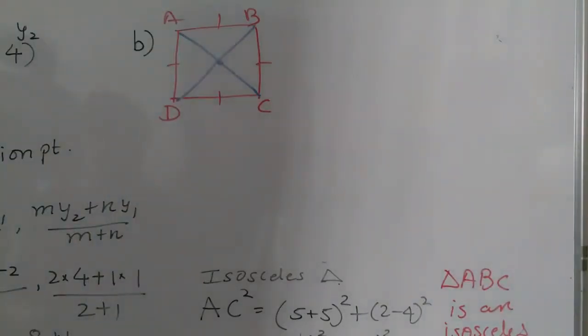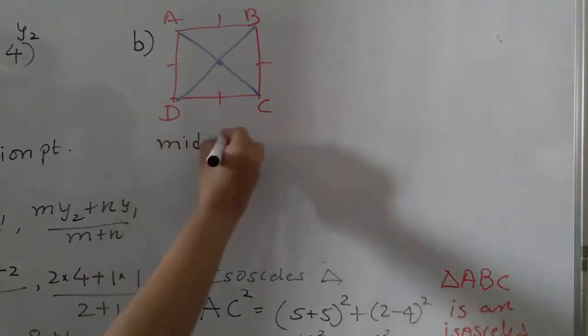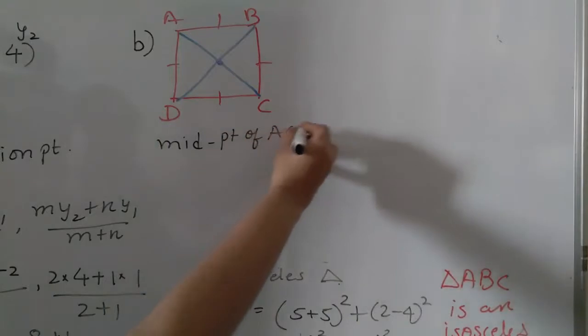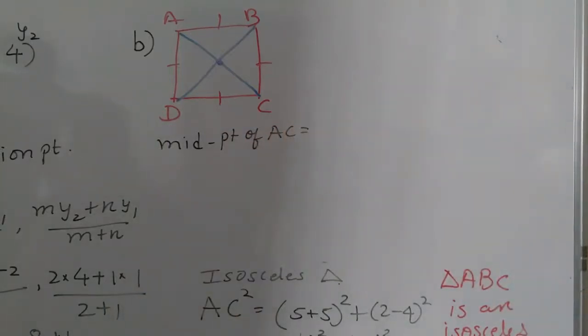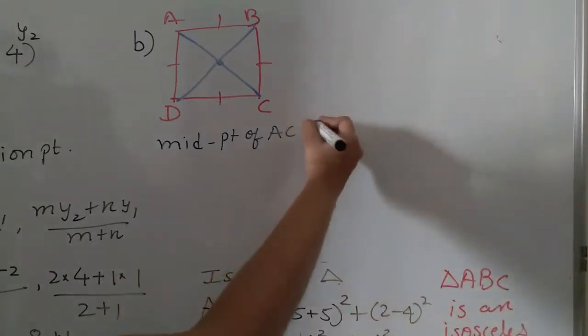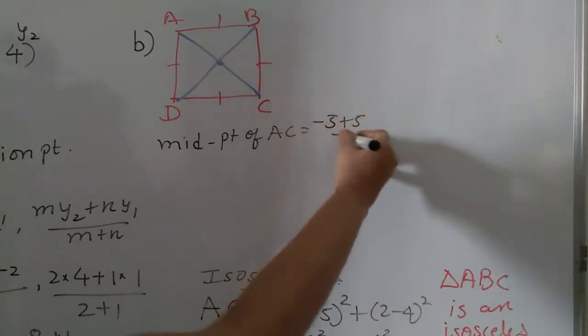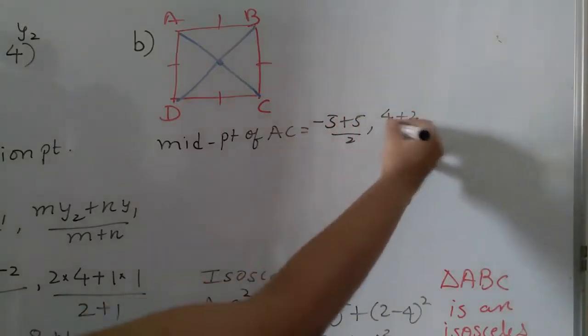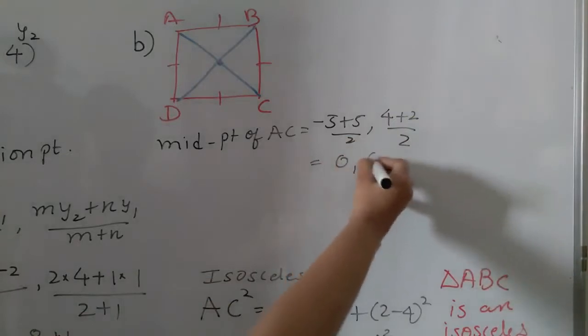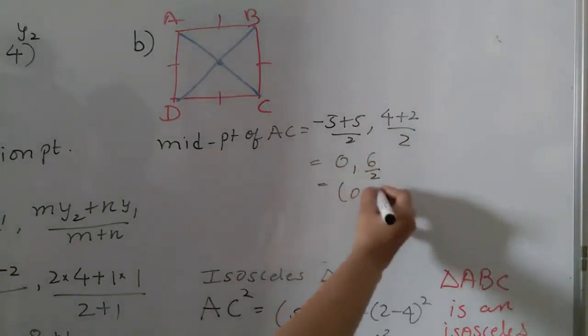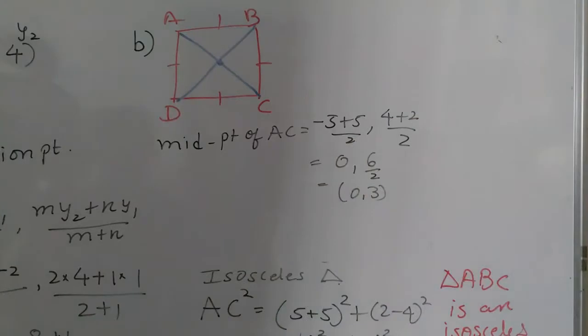So we will now find the midpoint of AC. I write midpoint of AC first. A and C's coordinates we will use here. The coordinates of A and C are minus 5, 4 and 5, 2. So I write (minus 5 plus 5) by 2 and (4 plus 2) by 2. This is 0, and this is 6 by 2, which is 3. So (0, 3) is the midpoint of AC.